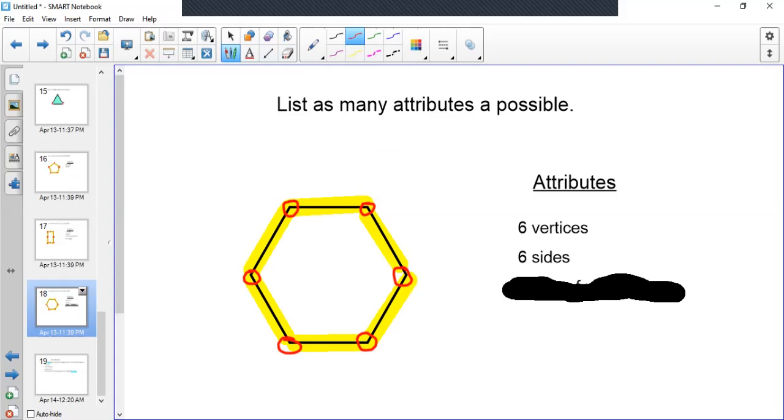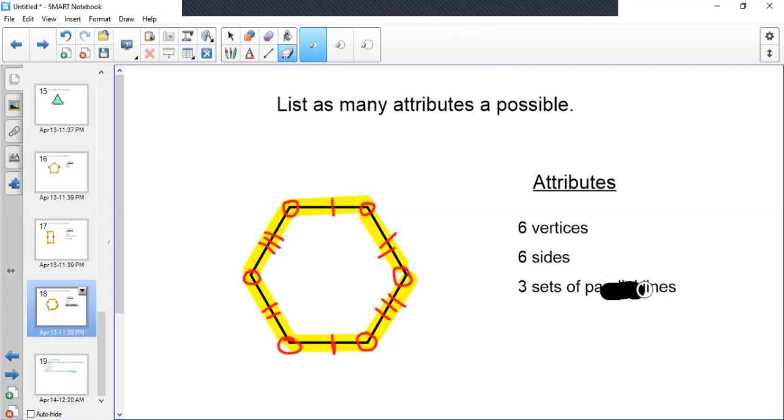Let's see. Well, here's one set, top and bottom. Here's another set which is running diagonal in the same direction. And here is another set which is opposite, not touching, and running in the same direction. So in all, we found 3 sets of parallel lines on a hexagon. Excellent job, scholars, identifying attributes of certain shapes.